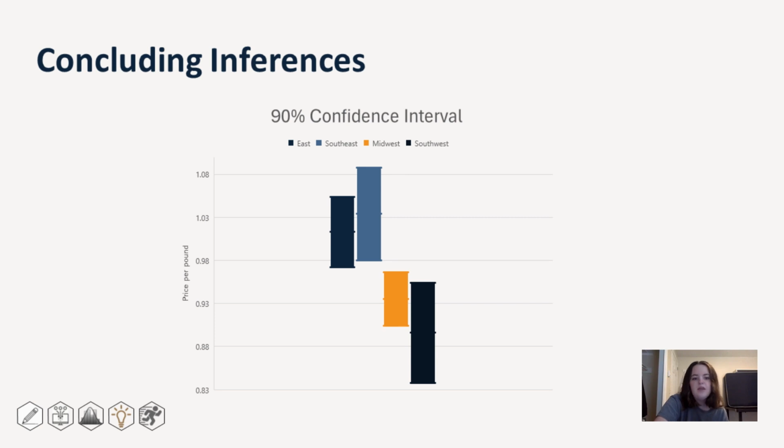The East-Southwest regions and the Midwest-Southwest regions do not overlap. This would indicate that the 2 regions are not equal to the 2 other regions.